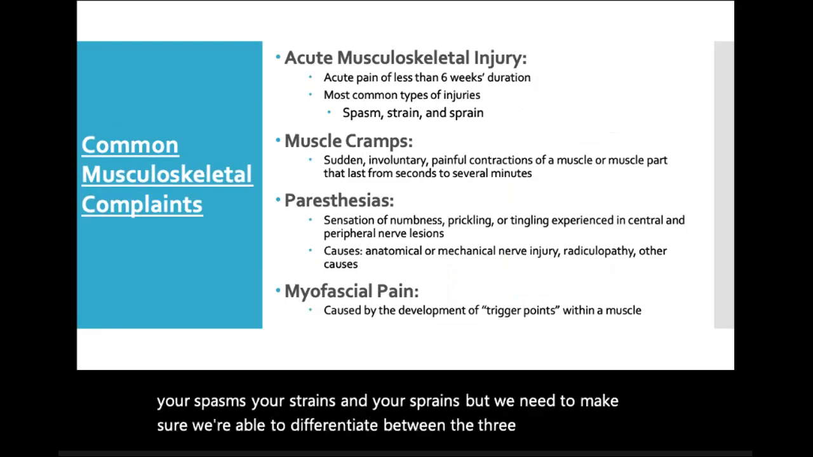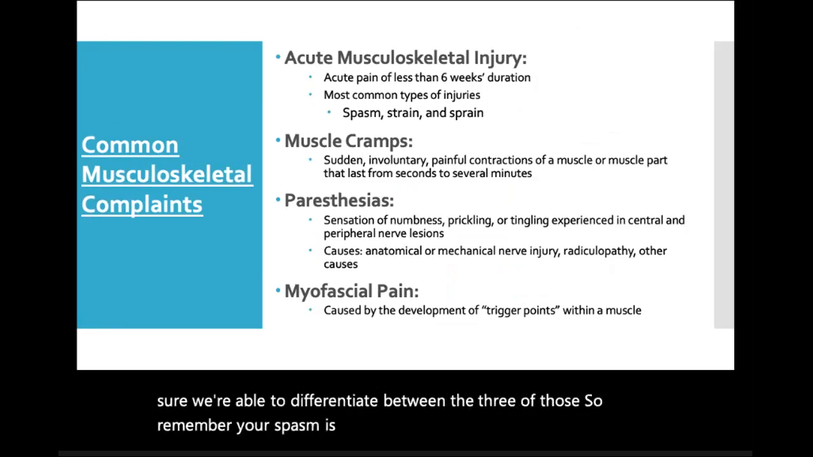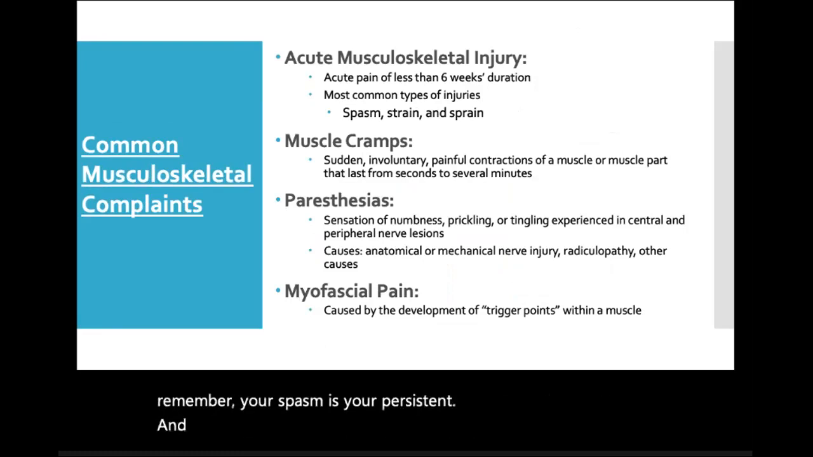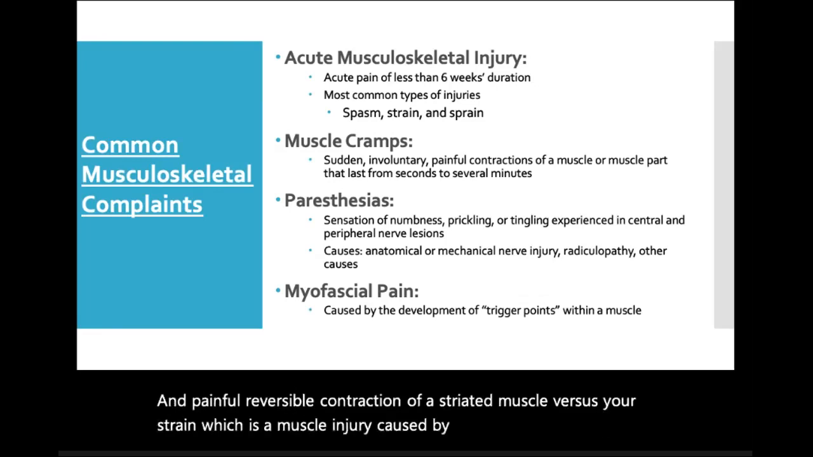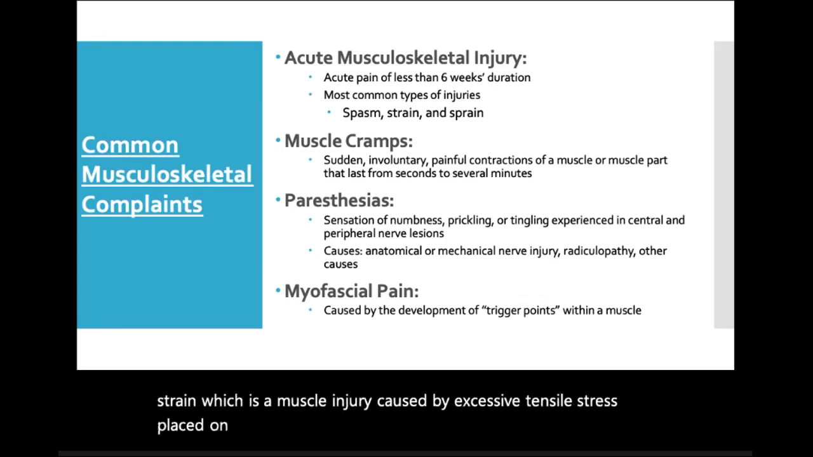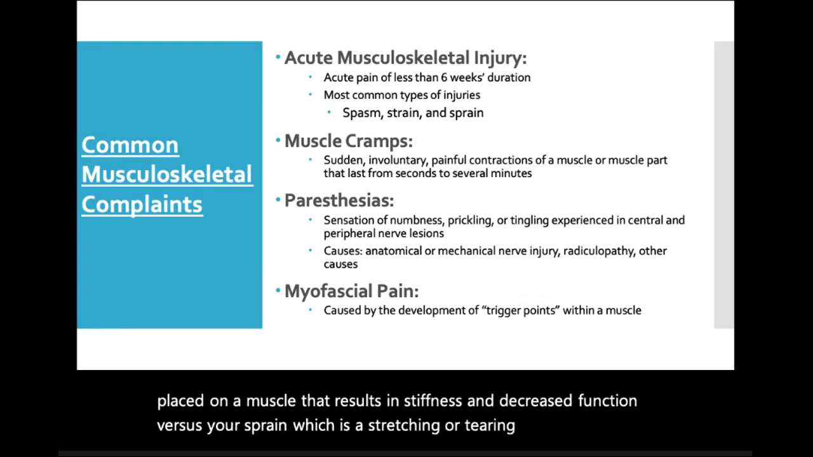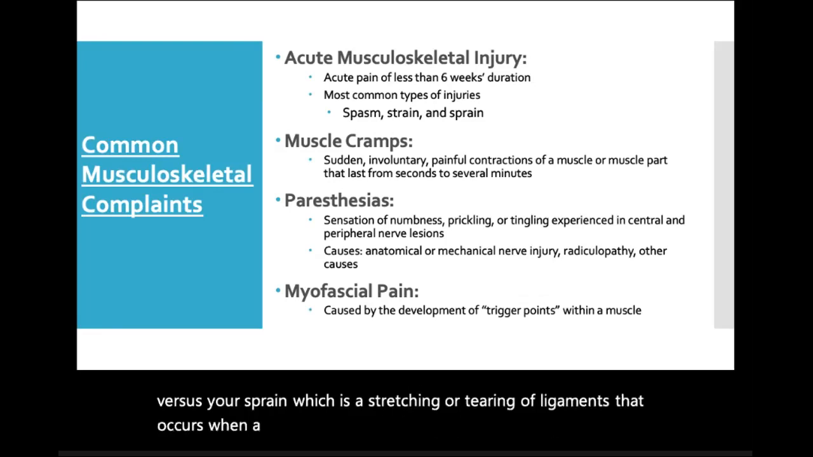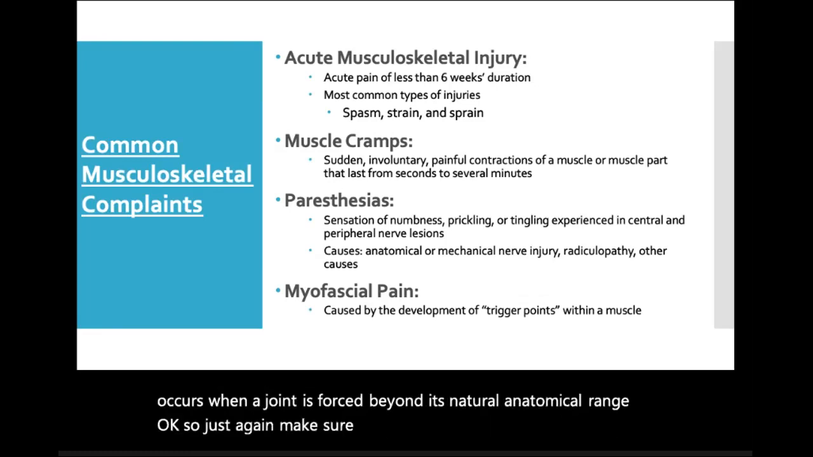So remember, your spasm is a persistent and painful reversible contraction of a striated muscle, versus your strain, which is a muscle injury caused by excessive tensile stress placed on a muscle that results in stiffness and decreased function, versus your sprain, which is a stretching or tearing of ligaments that occurs when a joint is forced beyond its natural anatomical range. Okay, so just again, make sure you're able to differentiate between a spasm versus a strain versus a sprain.